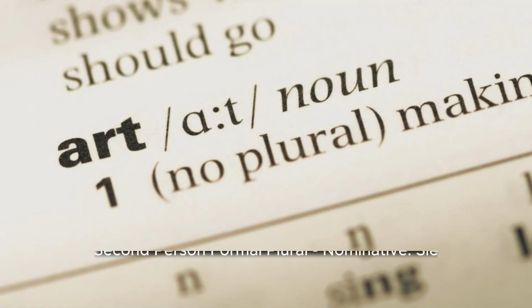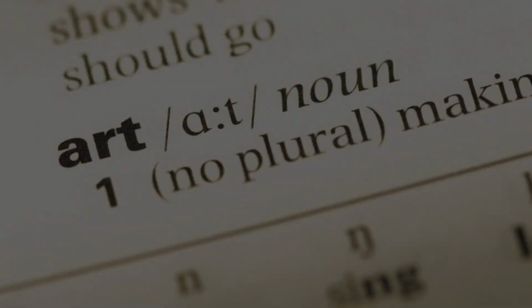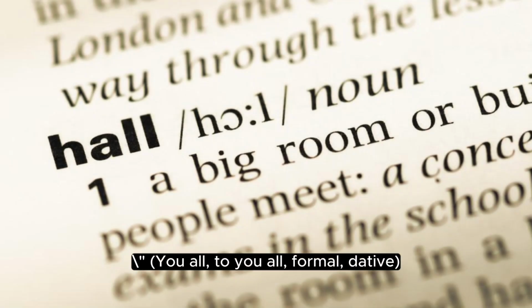Dative. Second person formal plural, nominative, Sie. Dative, Ihnen. Example, Marie und Tobias, ich gebe Ihnen ein Kleid. You all, to you all.